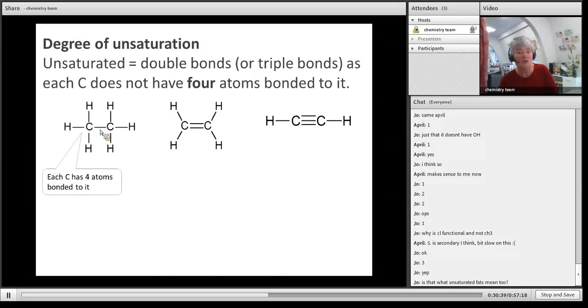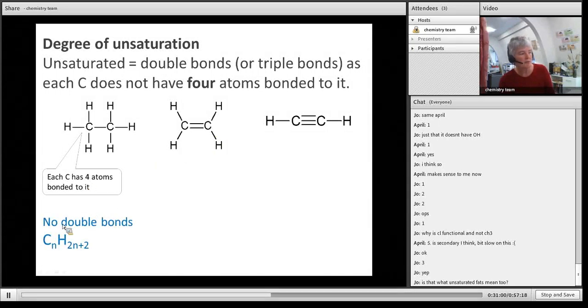It's got a carbon-carbon double bond. So here this carbon is actually only attached to 3 atoms. So it's unsaturated. We can still add something to it. So we can add 1 more atom to this carbon and 1 more atom to that carbon. Oh, sorry. I'm getting ahead of myself there.